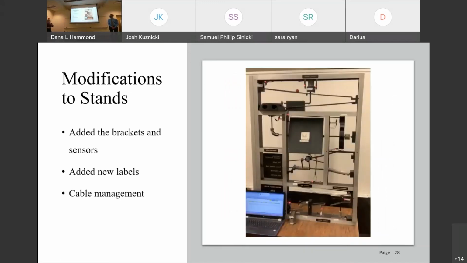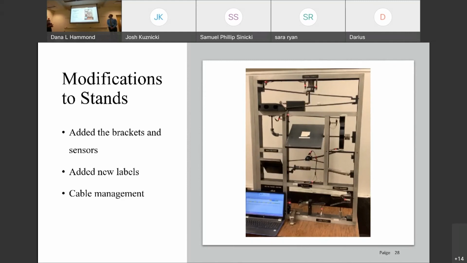So these are the modifications to the SAM. We were able to install the brackets, the sensors, add new labels, and do some cable management. Now you can see in the video, as the ball rolls by the sensor, it'll flash off. We did have to make them a little bit narrow because multiple balls go through the system, and sometimes they're a little too fast for the sensors to keep up. So we had to adjust the sensitivity, making it more sensitive so it's able to detect those multiple balls.